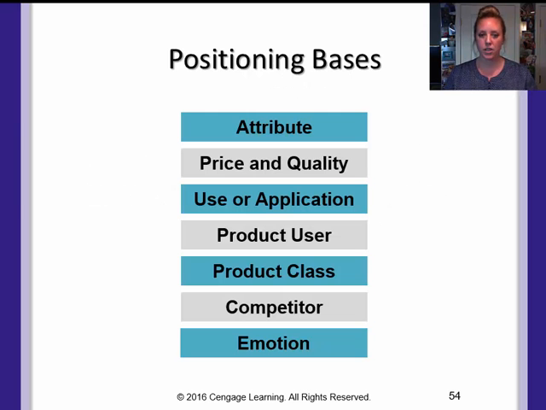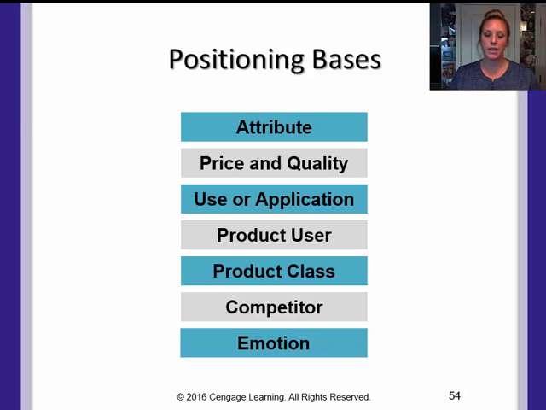The following bases for positioning are used. Attributes. Attributes are the association of a product with an attribute, a product feature, or a customer benefit. Price and quality. High price as a symbol of quality or low price as an indicator of value may be used to position a product. Use or applications. This is when a company stresses the use or application of a particular product. Product user is where positioning is based on the personality or type of user. Product class is positioned as an association with a particular category of products.